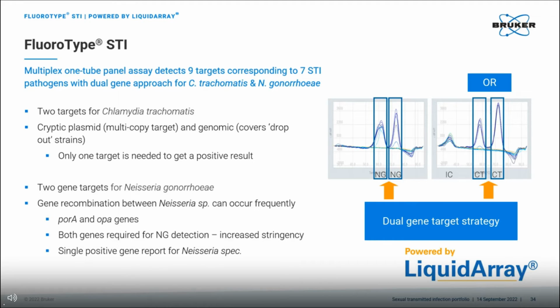Whereas the 2 gene targets for Neisseria gonorrhea are serving to increase our confidence that we can report a Neisseria gonorrhea positive. Because of the frequency of gene recombination between Neisseria species, it's really important that we have a stringent test, so that if you have a positive result, you can be confident that it is Neisseria gonorrhea. And so for that reason, we require both of these regions in the PORA and the OPA genes to be positive in order to report a Neisseria gonorrhea positive, so that you can have confidence in that result. A single positive would report for Neisseria species.